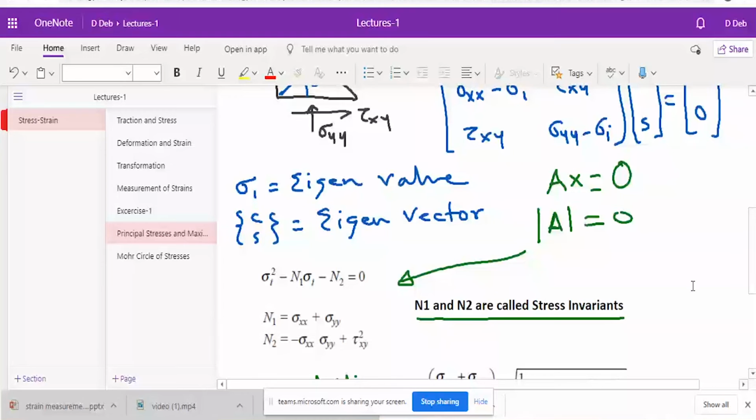At a particular location, if I know the stress tensor, even if I change the coordinate system to another coordinate system, the stress invariant values will not change. Okay. Now, can you verify with the example problem you have done just before? Can you check whether these two are correct or not? At least the first one, the first equation N1.